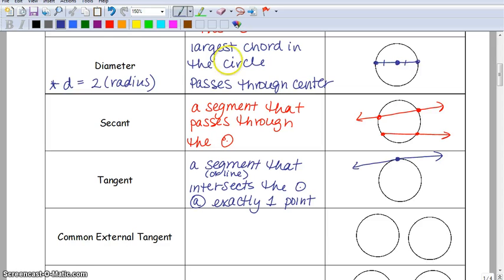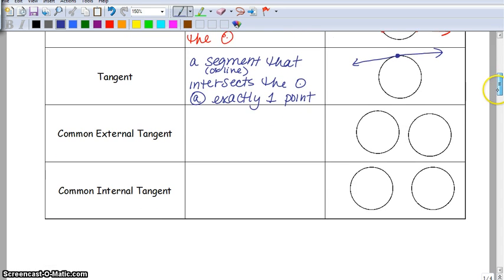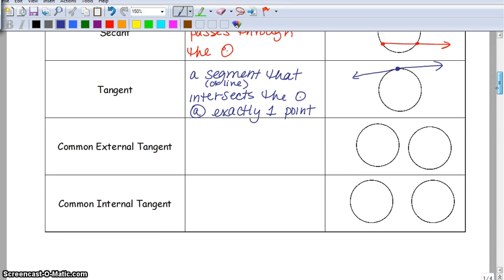Okay? I'm going to go back up to our secant and just kind of make a note that a secant is a segment or a line that passes through the circle, because lines go on forever. It could be a ray as well. So just two more vocab terms and then we're done.